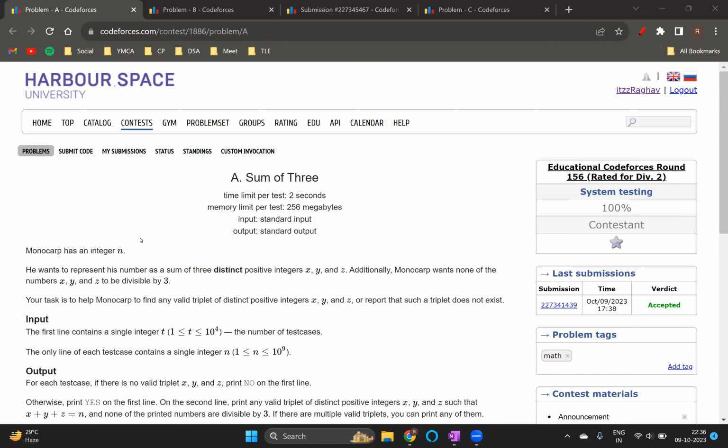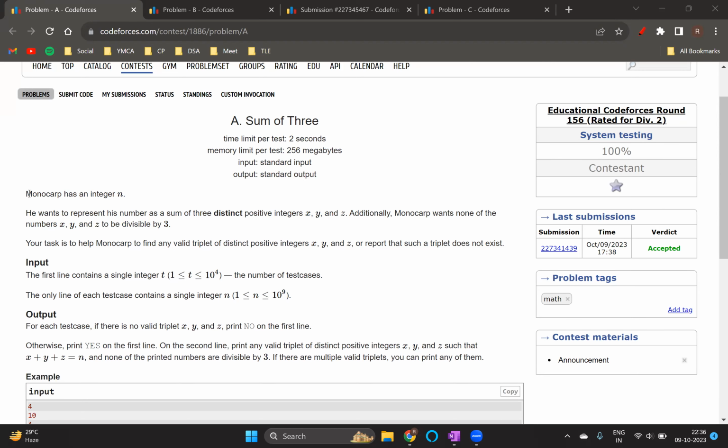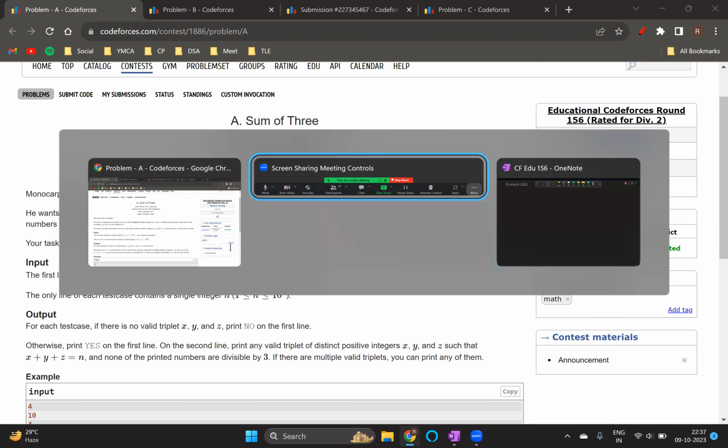So the very first problem of the kind says that you will be given an integer n, and you will have to choose three distinct numbers x, y, and z which are not divisible by 3. It is written here that none of them are divisible by 3, and the sum of these three numbers should be equal to n. So the problem is that you will be given an integer n.